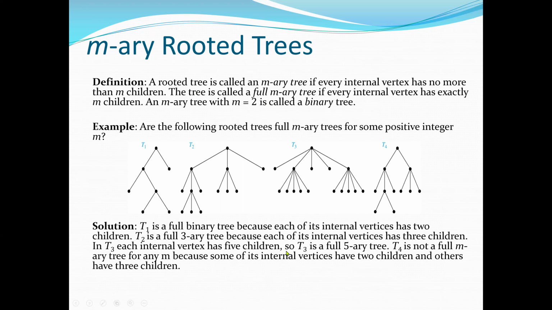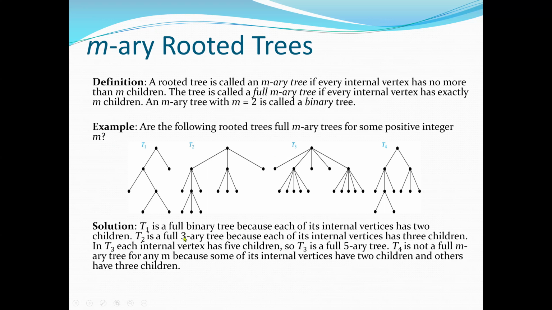So this is the example given here. The question said: which of the following rooted trees are full m-ary trees for some positive integer m? The solution for T1 is a full binary tree, because we can see each of the internal vertices has 2 children. Now for T3, we can see they all have three children. From the root, 3 children, and each node has 3 children throughout.